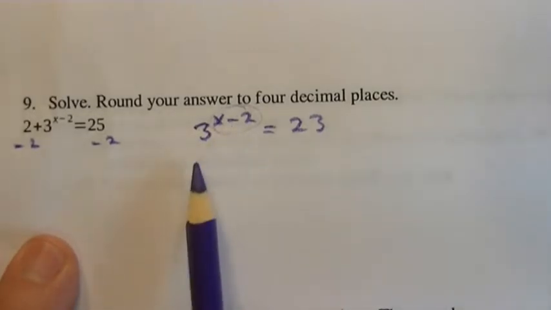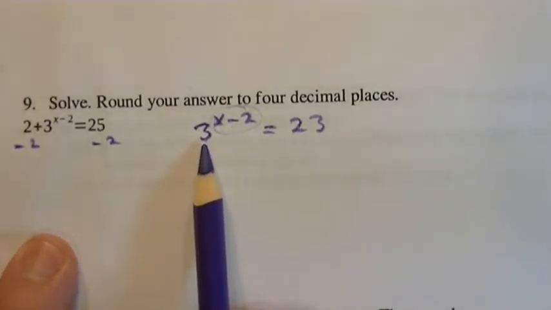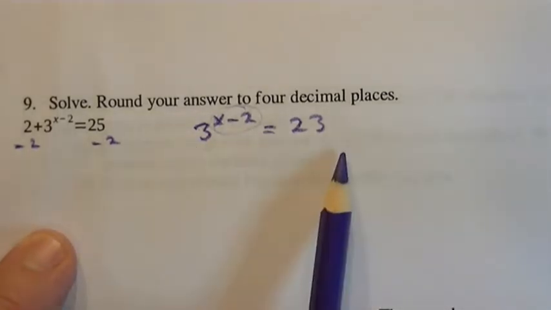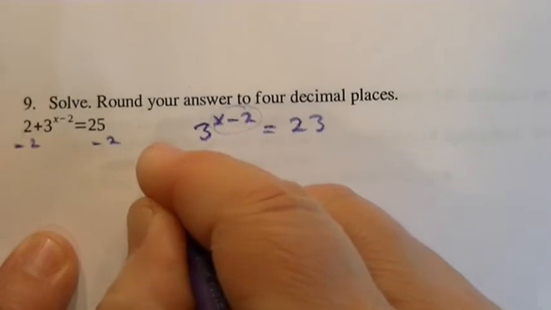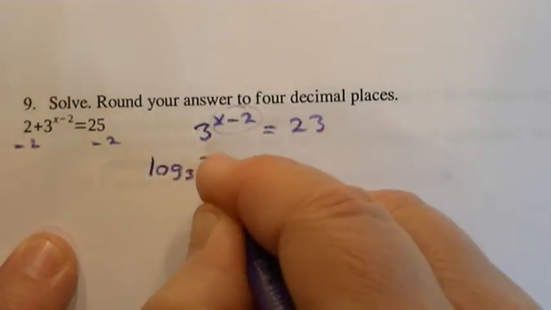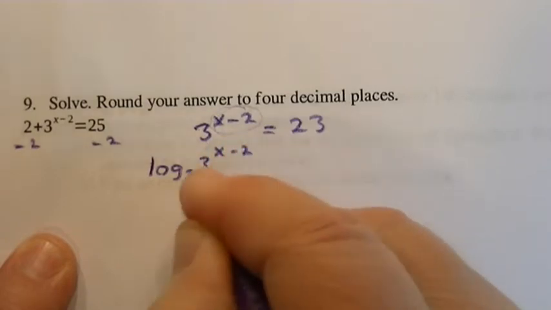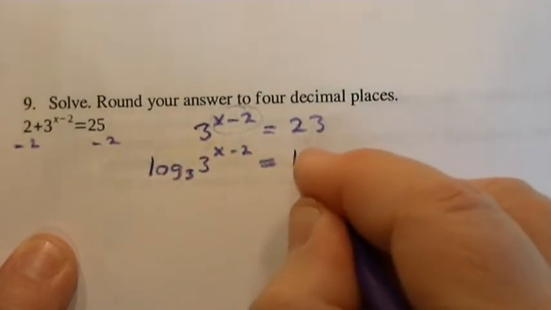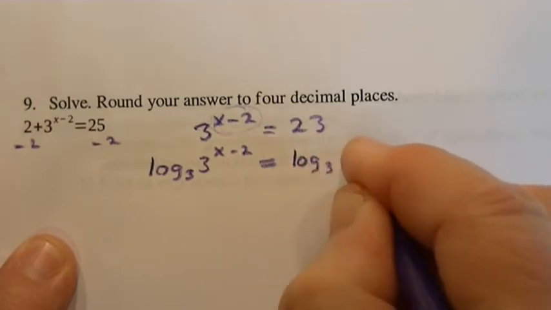And how do I find that? Well, we're using a base 3 power, right? We're using a power at the base of 3. So let's take the log base 3 of both sides. We're going to take the log base 3 of 3 to the x minus 2. You can see this actually works out by design. And we'll take the log base 3 of 23.